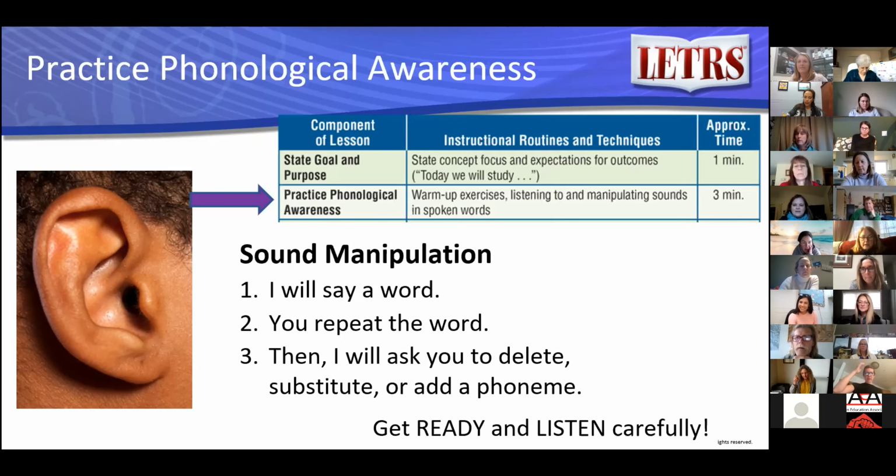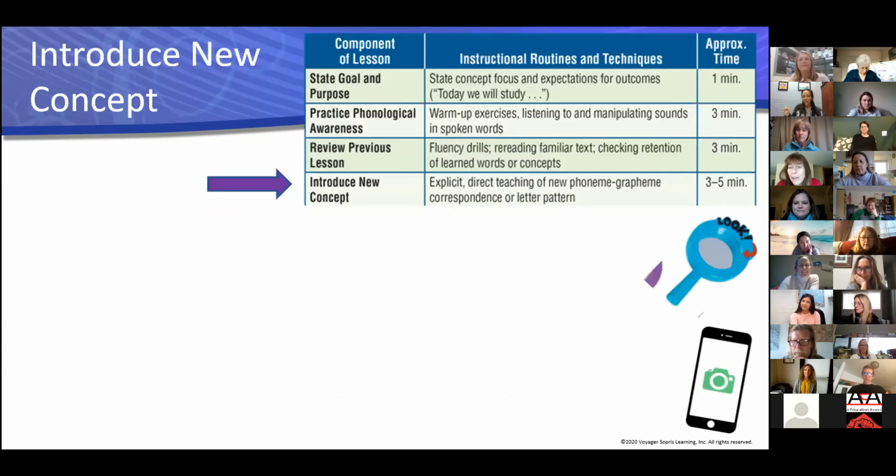Say ride. Ride. Excellent. Now say shade. Shade. Now take away sh. Aid. Say chair. Chair. Without ch. Air. Say crash. Crash. Without k. Rash. Say bench. Bench. Without ch. Ben. Excellent. Such good phonological awareness you all have.